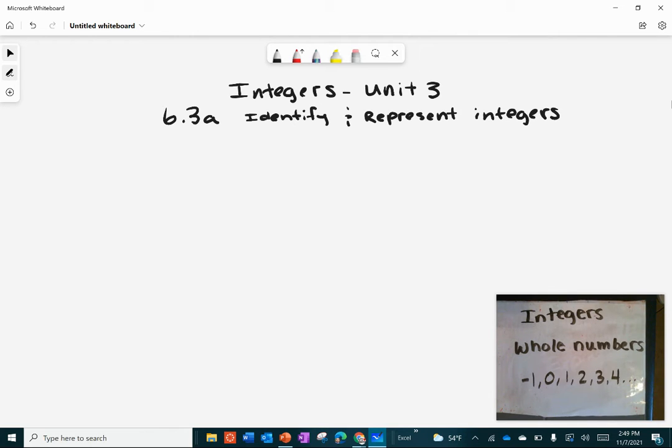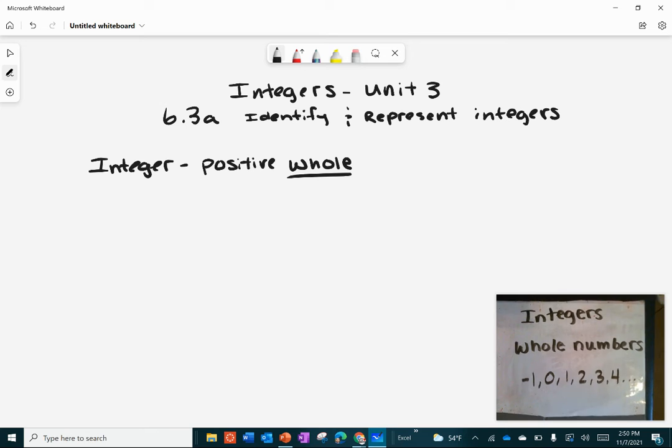By definition, an integer is a positive whole number, 0, or a negative whole number. So positive numbers, their opposites, and 0. And we'll say positive whole numbers.